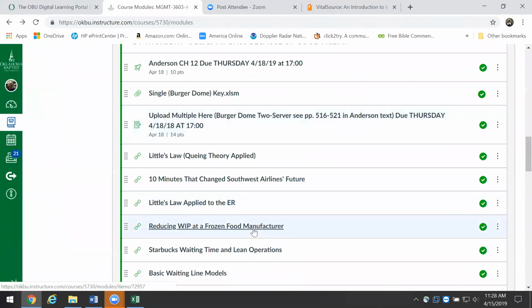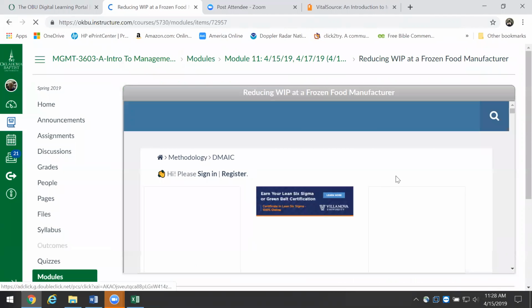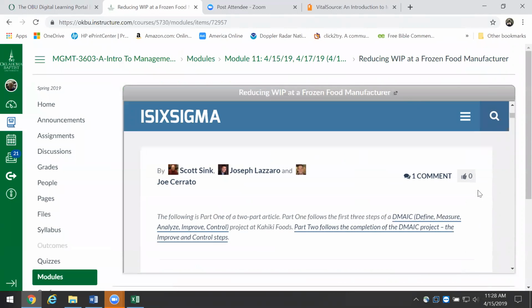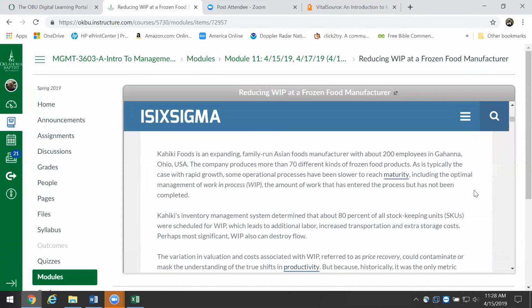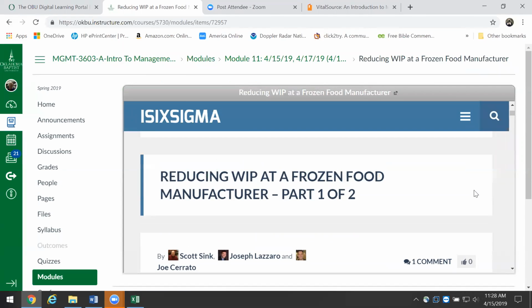Then I have another one, and this is a frozen food manufacturer, and what they're trying to do to reduce their WIP, and that is their work in process. Okay, work in process is exactly what it says. It's stuff I'm working on. I'm mixing the stuff for ice cream batches, or I'm cleaning the car, or whatever that process is. It's not finished. It's a work in process. So I don't have a finished good, or a finished service.